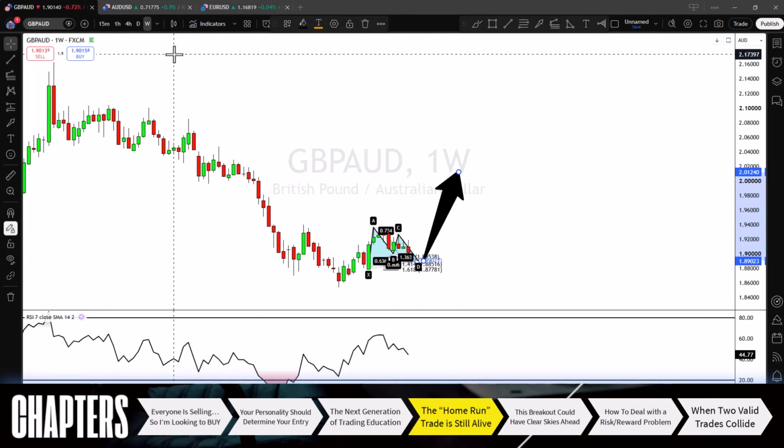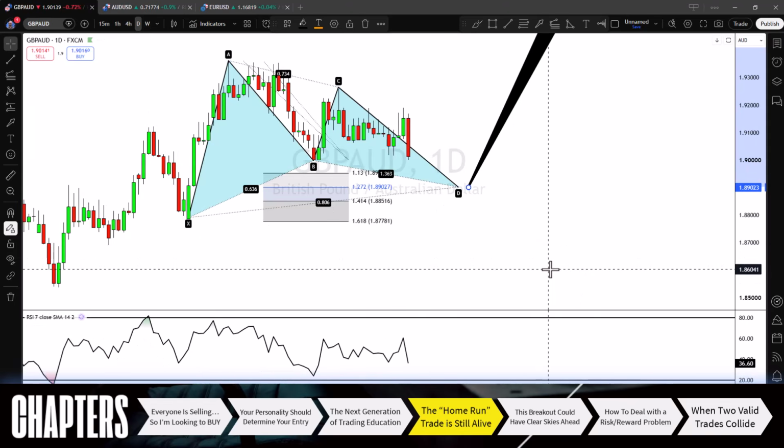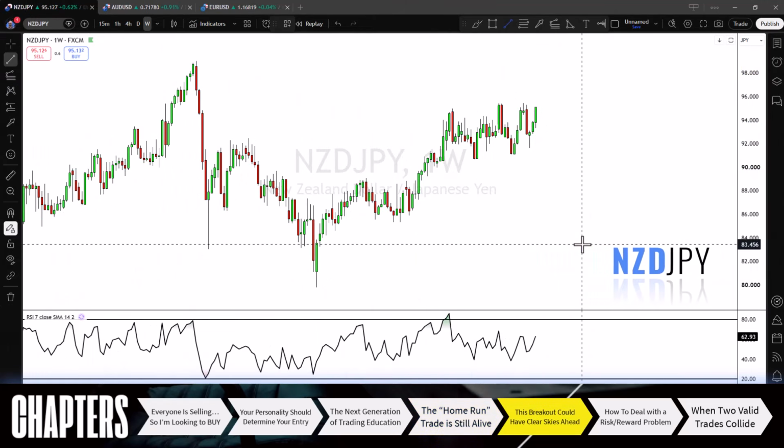So this was our big home run trade, or potential home run trade from a few weeks ago. Nothing has occurred yet, but that doesn't mean it's gone away. You just got to be patient. And when you get the signal, you got to make sure you don't fall asleep and you actually got to take that signal.